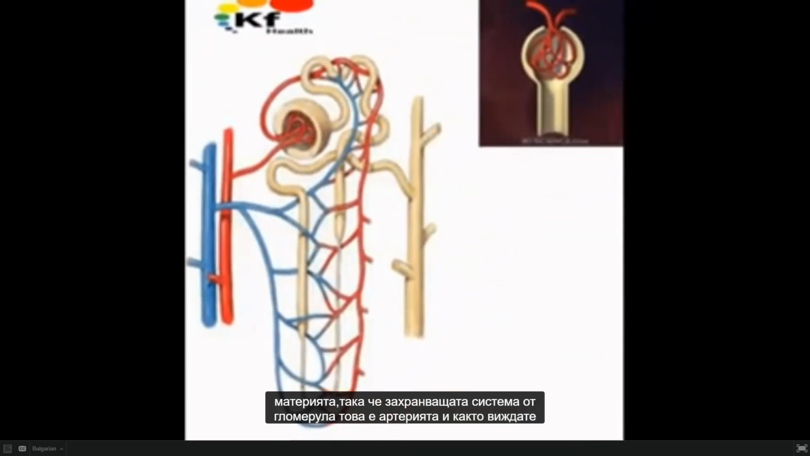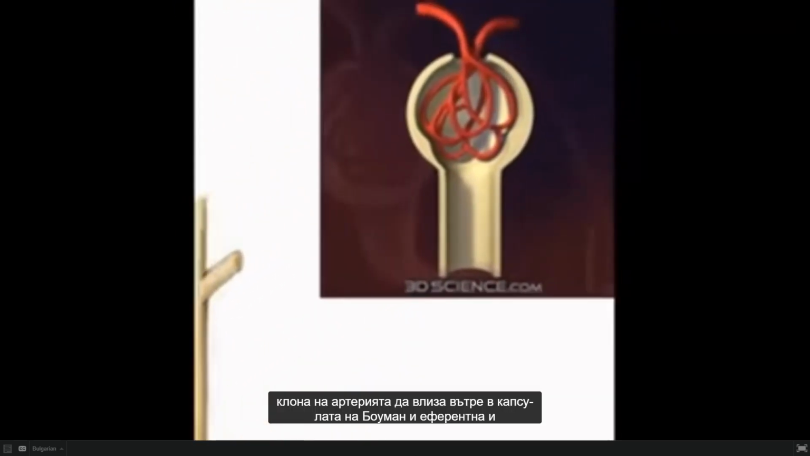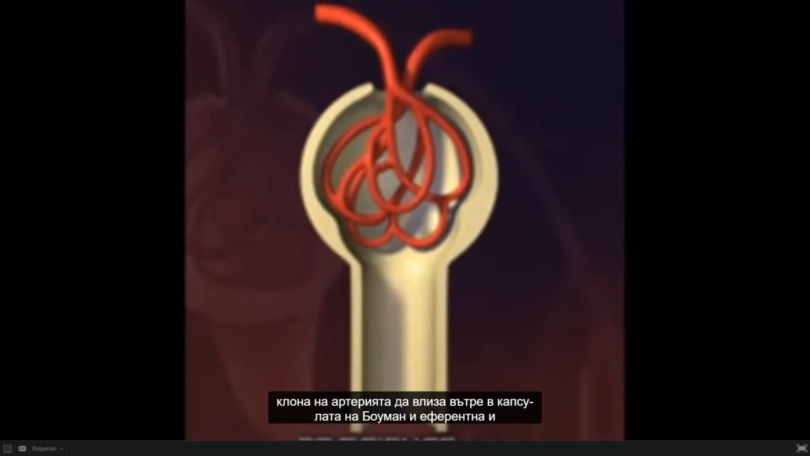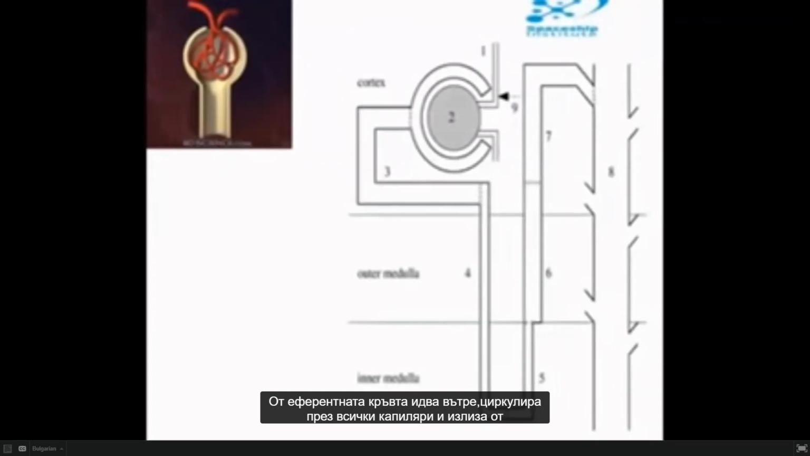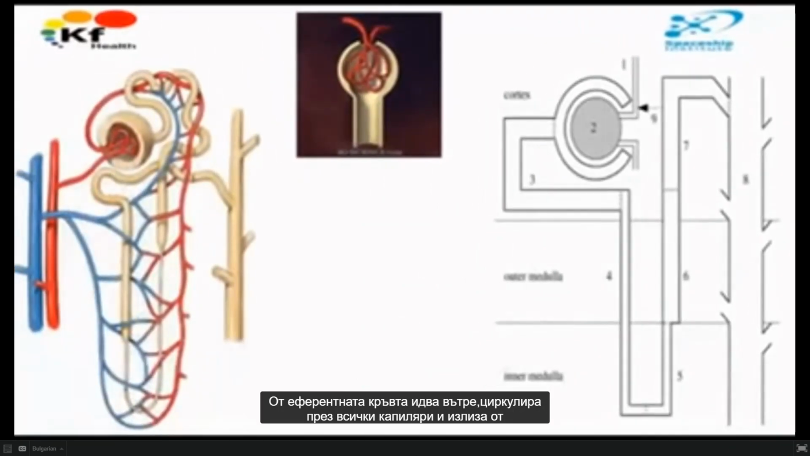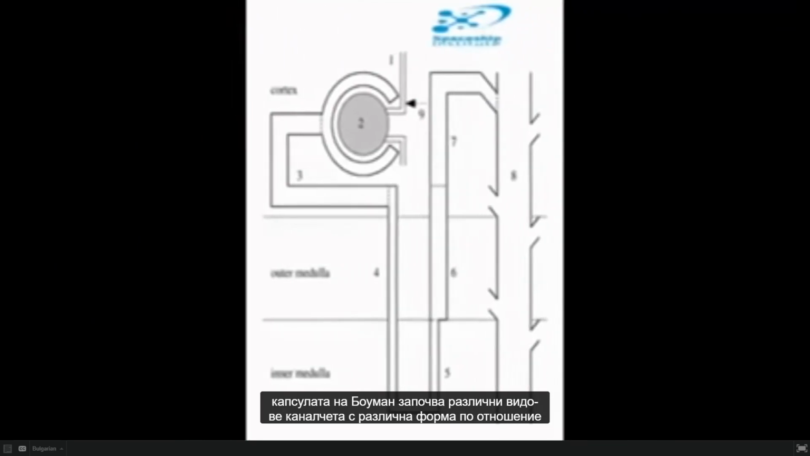So, the feeding system for the glomerulus: this is the artery, and as you see, the branch of the artery goes inside of the Bowman capsule. And we have afferent and efferent arteriole. From the afferent, the blood comes inside, circulating through all the capillaries and goes out from every arteriole. And the core, this is the Bowman capsule.